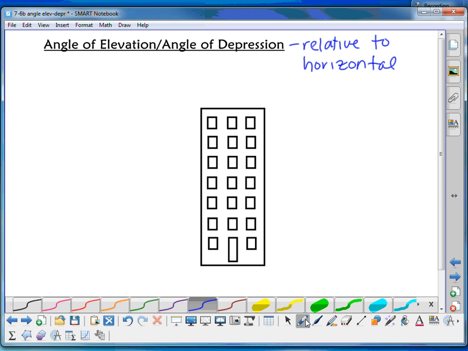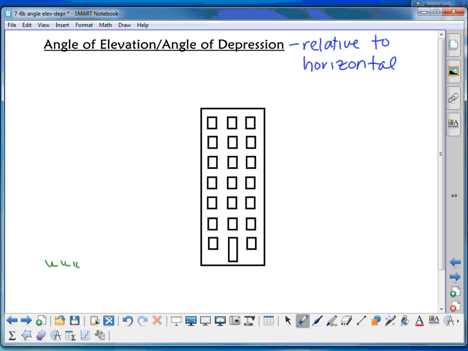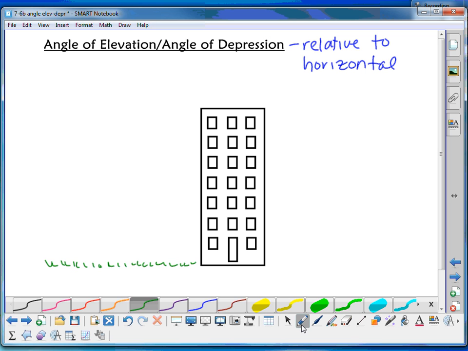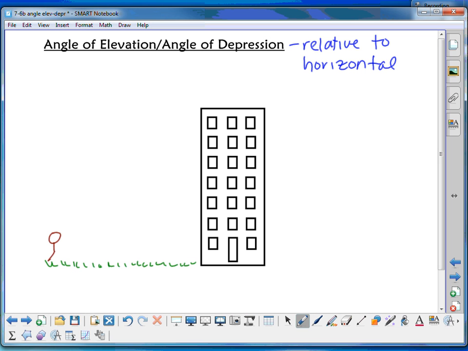So, for example, it's a nice sunny day, and we've got a building here, and I have this guy standing down here, and he's looking up at the top of the building where his friend is. So relative to horizontal, I'm going to draw a horizontal line, and then I'm going to draw the line, the angle looking up at his friend. And that, from horizontal to that line of sight, is the angle of elevation.